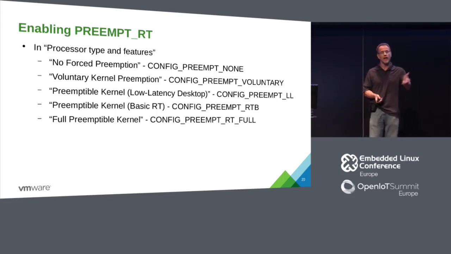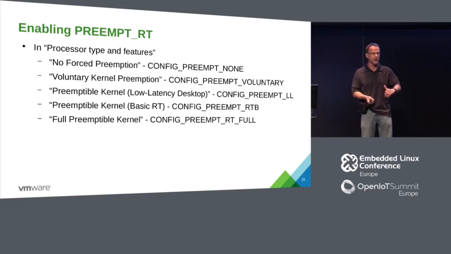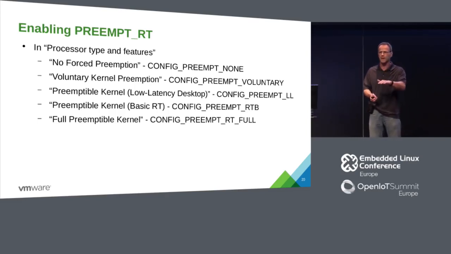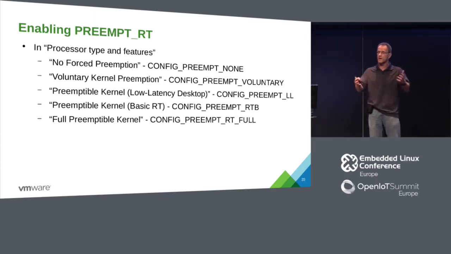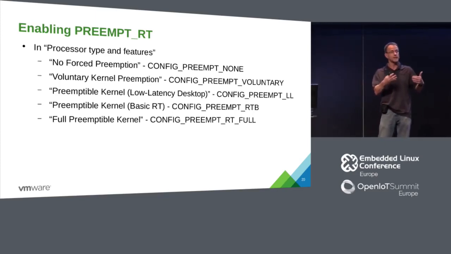Then preemptible kernel is what we have today, low-latency desktop. That's where basically spin locks become preemption points. So when you grab a spin lock, it will disable preemption, and you could sleep almost any time you're not holding a spin lock or don't specifically say you don't want to sleep. So that's throughout the kernel. It's actually very, very reactive. It's basically a soft real-time system.